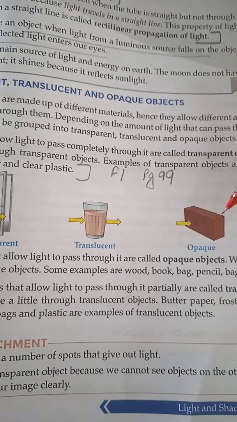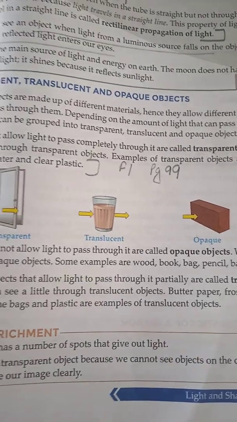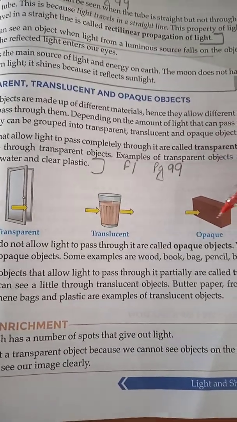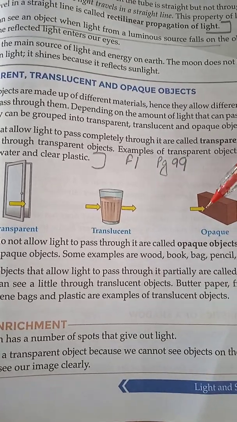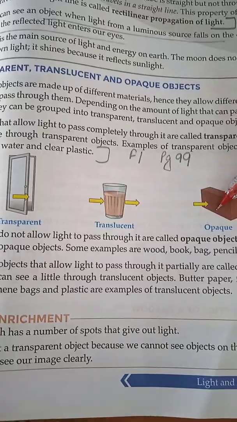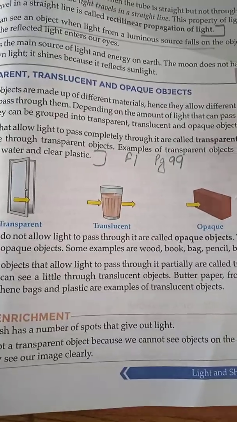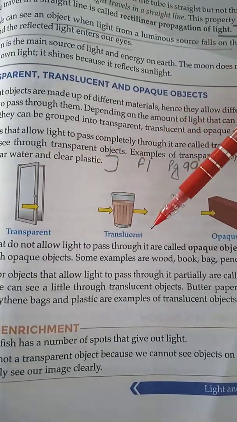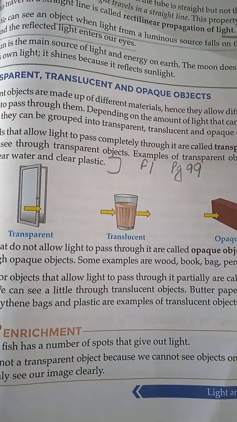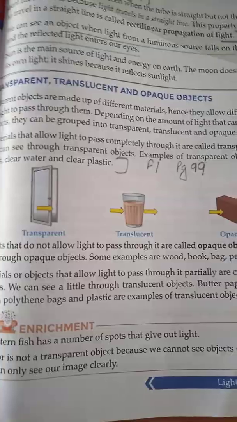Opaque objects: we cannot see what is on the other side because light cannot pass through an opaque object. For example, book, wood, bag, pencils. Okay children, so we have dealt with the three types of objects: transparent, translucent and opaque objects. Thank you children.